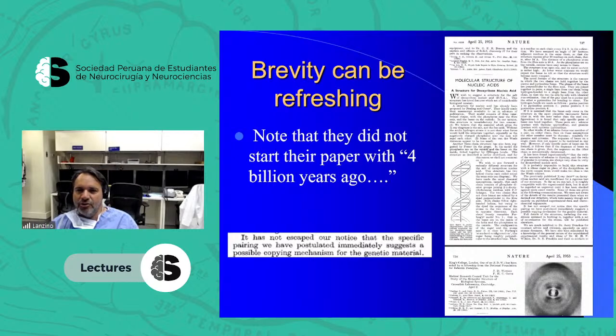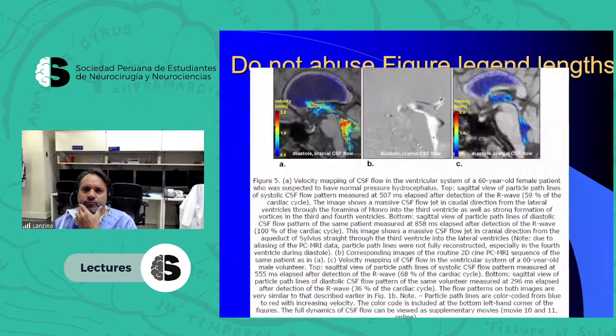This is the Watson and Crick description of the double helix of the DNA, and you can see it's not even a full page with, I think, six references. So, brevity. And this is, for sure, one of the most important scientific manuscripts ever published. So you don't need to write a dissertation to be successful.